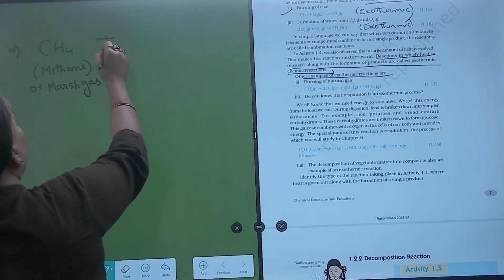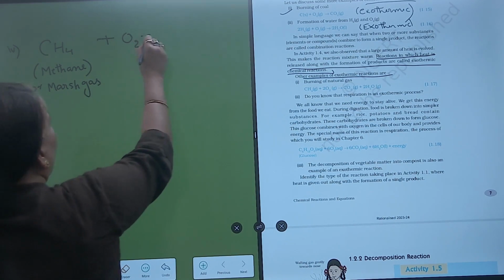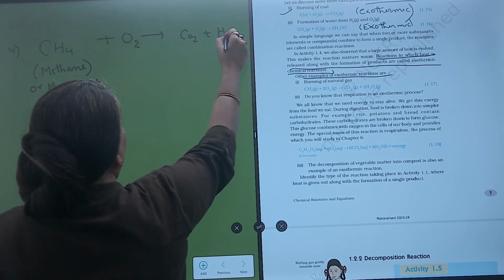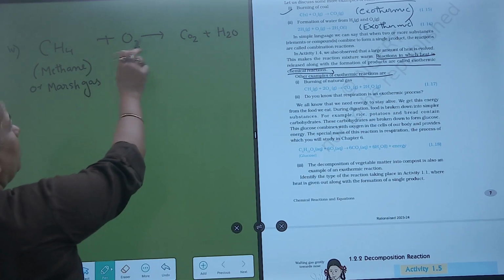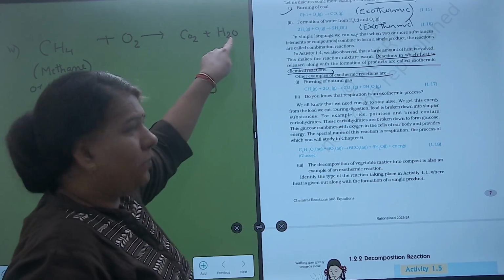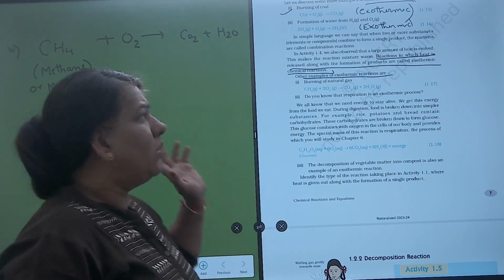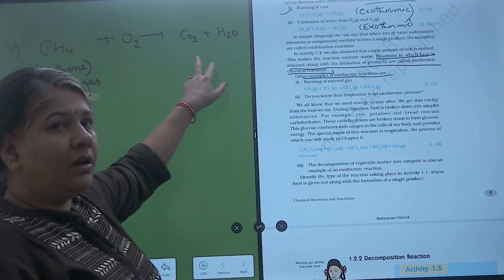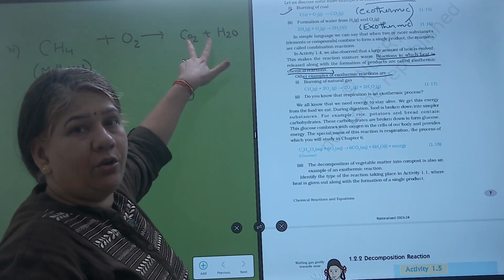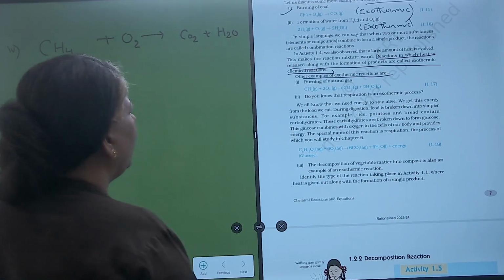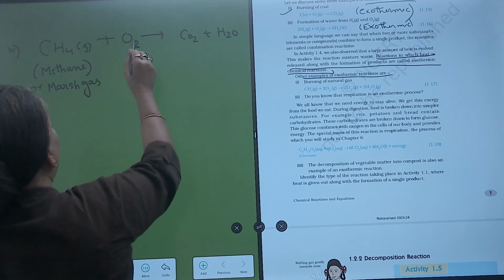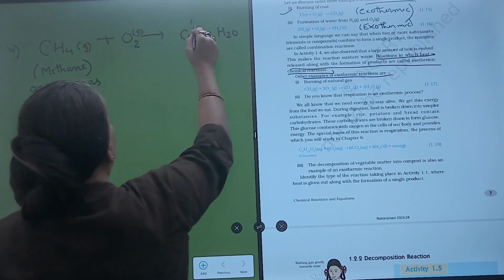Burning will produce two products, carbon dioxide and water. The reason being, carbon will combine with oxygen to form carbon dioxide and hydrogen will combine with oxygen to form water. So hydrocarbons on burning always produce two products, carbon dioxide and water. So this is not an example of a combination reaction because we are getting two products. All are in gaseous state, but this is an example of an exothermic reaction.